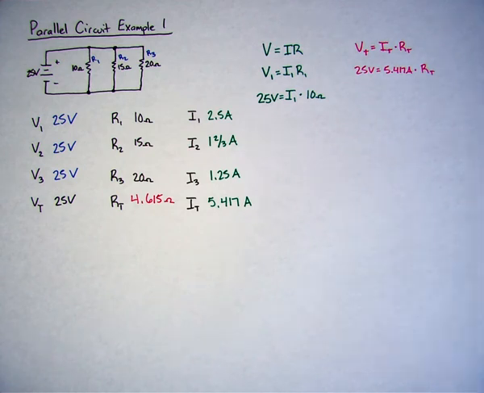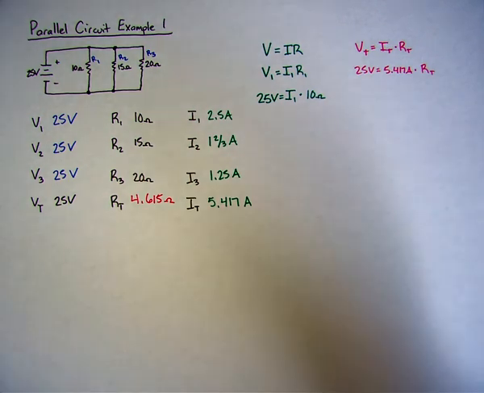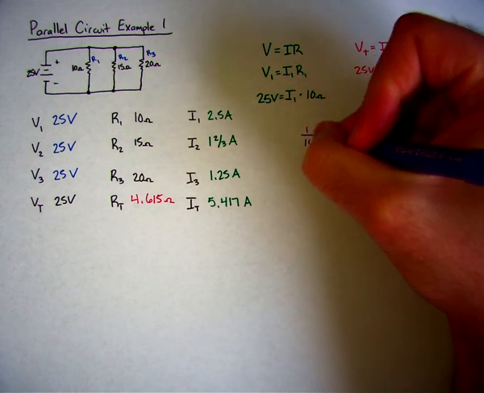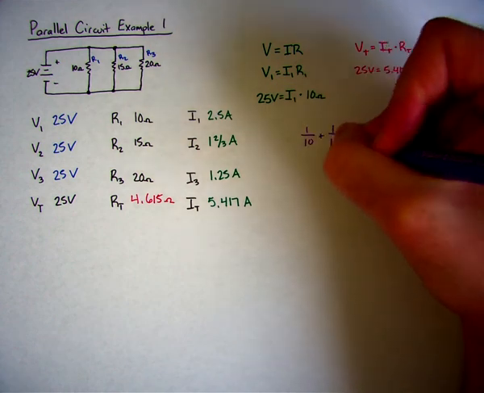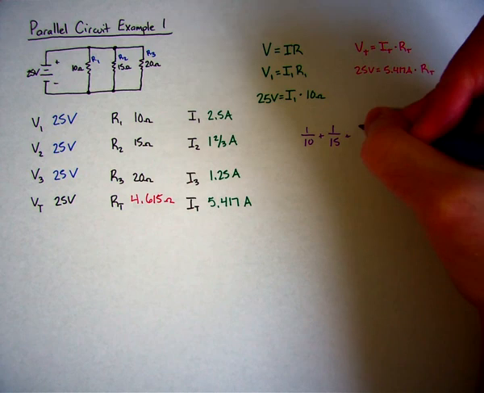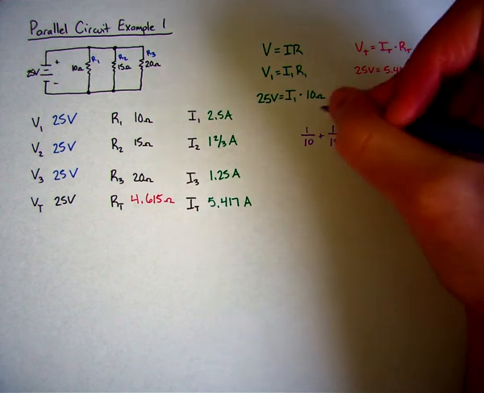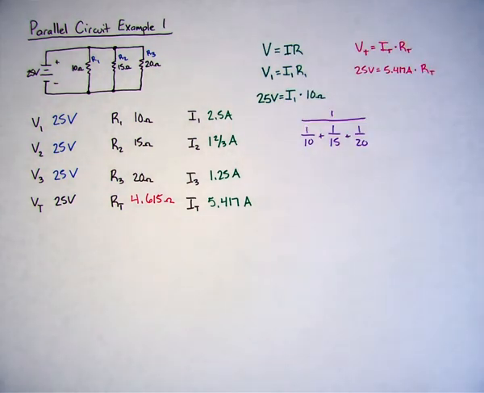So you notice that the resistance is lower. It is pretty much what we expected it to be. In fact, it's probably not a bad idea to double check this, just to make sure that we're doing this right. If I take 1 over 10 plus 1 over 15 plus 1 over 20, and I take 1 divided by that entire thing, let's just do this really quickly. 1 divided by 10 plus 1 divided by 15 plus 1 divided by 20, then 1 divided by that, I end up with that same value.